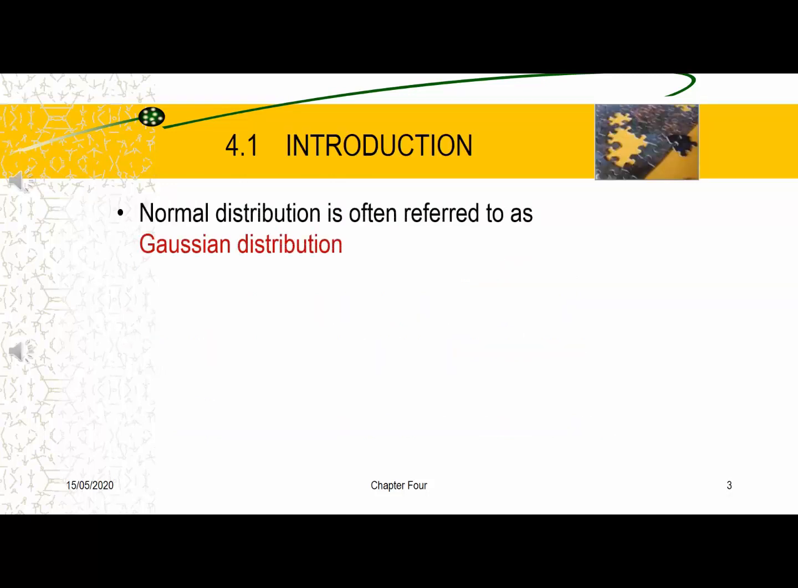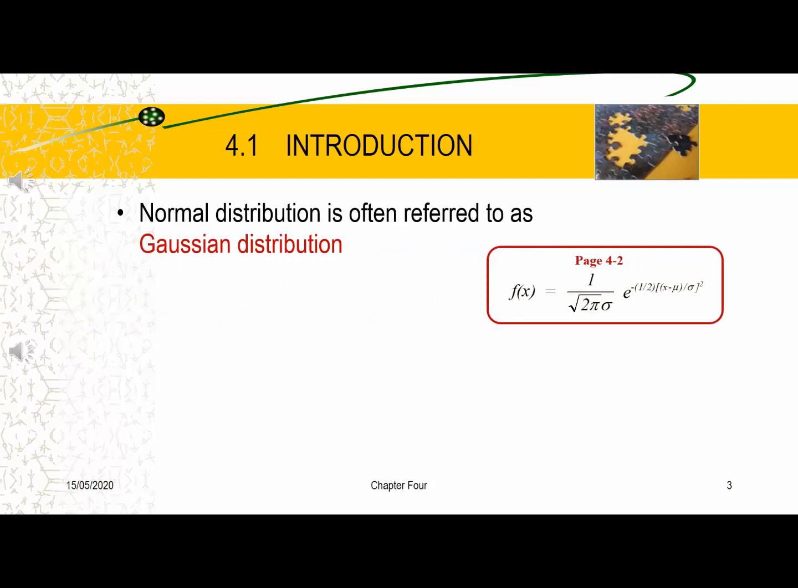Introduction. Normal distribution is often referred to as the Gaussian distribution. The distribution curve is governed by the exponential formula shown here. You do not need to memorize this formula, nor use it to do calculations, because the values needed can be obtained from page 6 of your standard handbook.